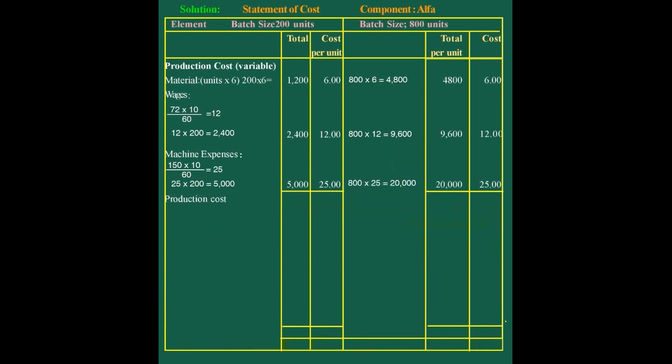So total production cost is 8600 for 200 units, 43 per unit cost. And for 800 units, the total cost is 34,400, per unit cost same 43 rupees.